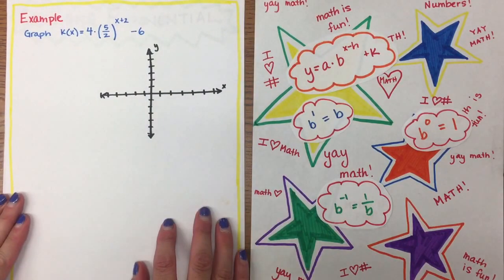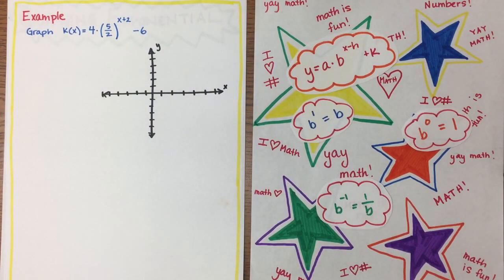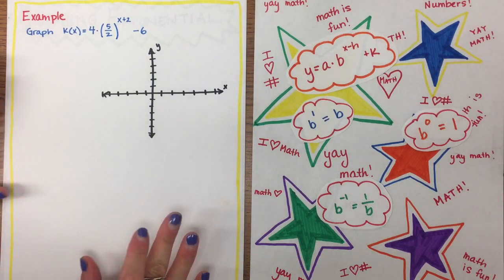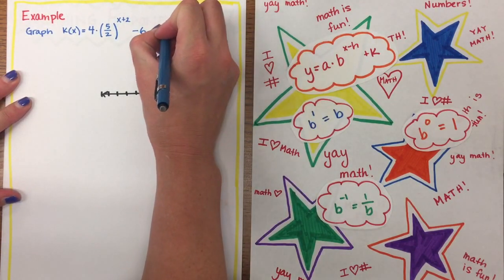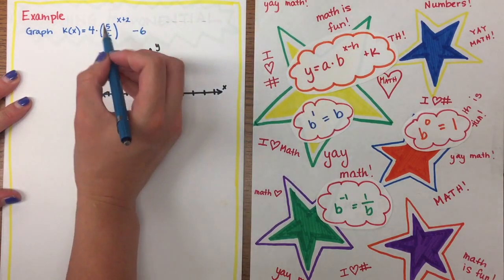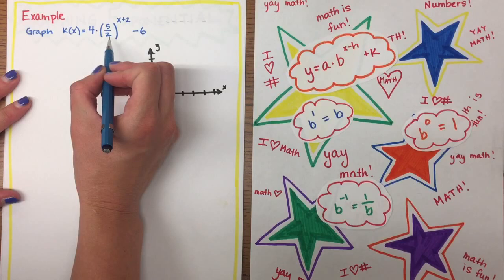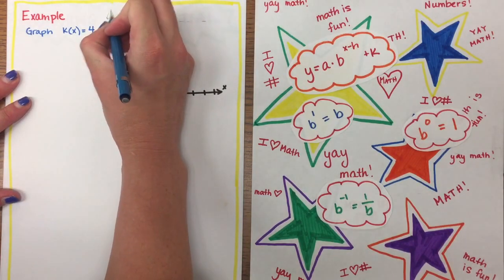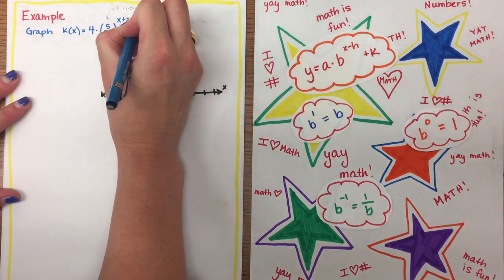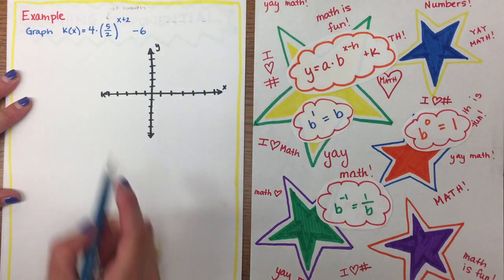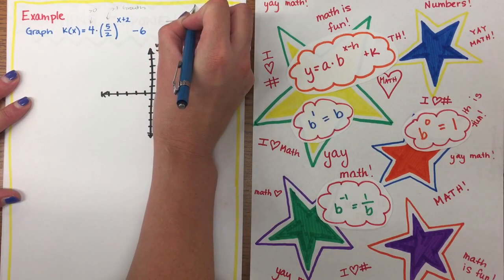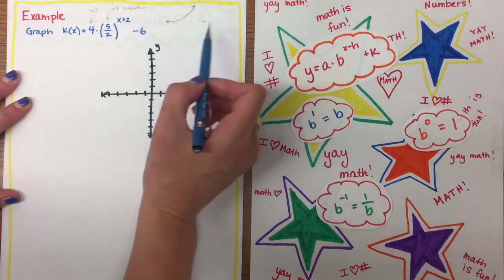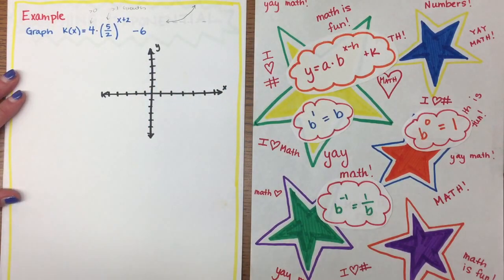The example we're going to look at is graphing the equation k of x is equal to 4 times 5 halves raised to the x plus 2 minus 6. The first thing we want to do is think about what exponential functions look like. Exponential functions have a horizontal asymptote. I want to look at what my value of b is. B is bigger than 1, so this is going to be a growth equation. Because it's a growth equation and a is positive, I know that my graph is going to look something like this. So now I have an idea of what I'm expecting my graph to look like.